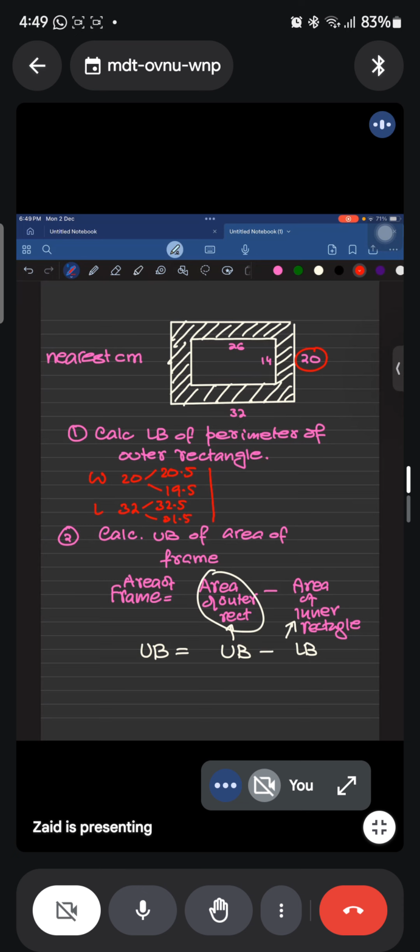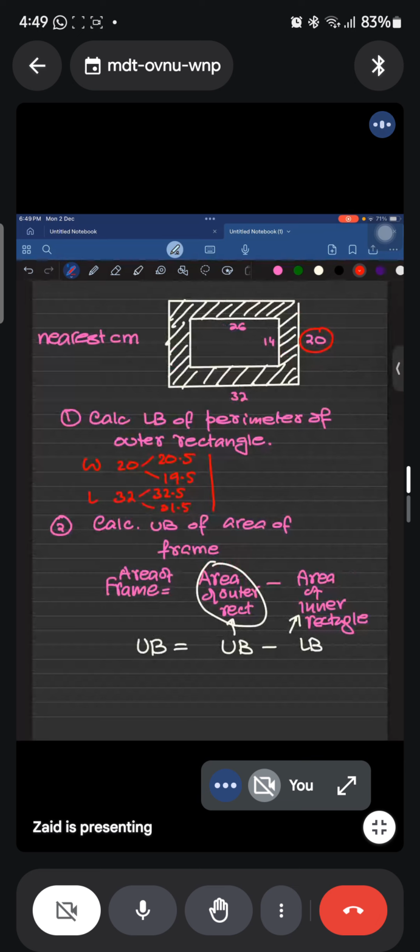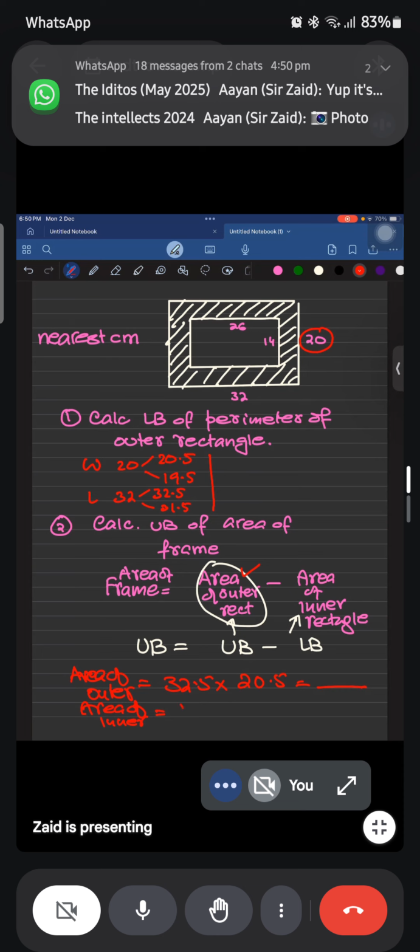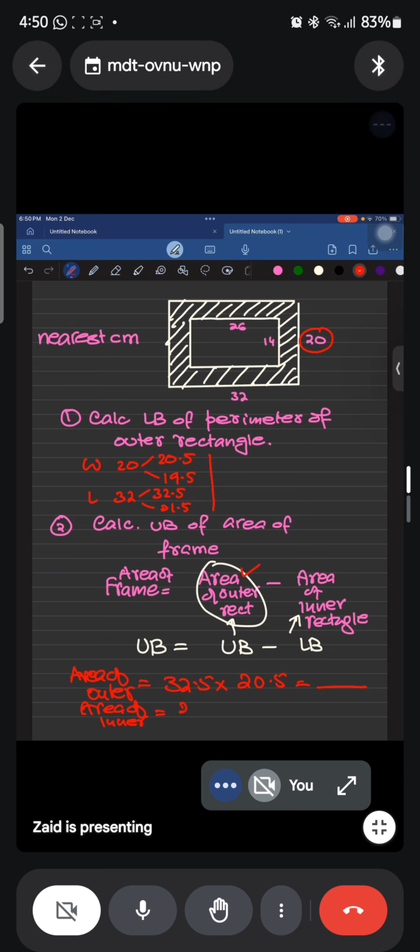So like okay, let's find the area of outer. So we are going to take both of them upper. Outer one is 32.5 multiplied by 20.5, because we are going to have upper for both of them. And area of inner is going to be the lower bounds. Because I have to find the upper bound of the outer one and lower bound of the inner one. That's going to give me the upper bound of the difference. So for the area of inner one, I should have 25.5 times 13.5.